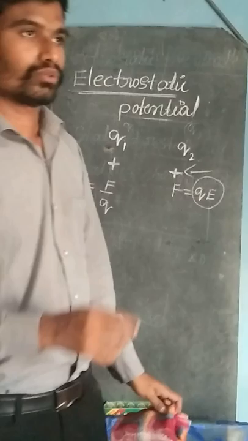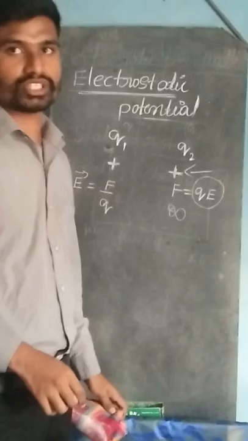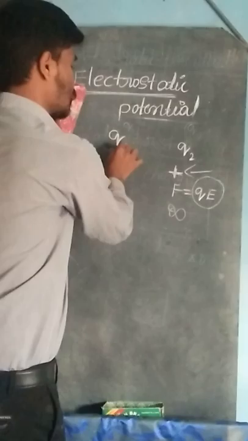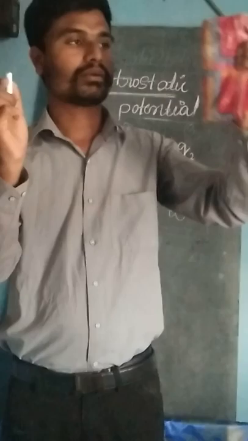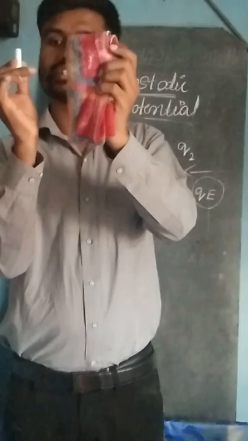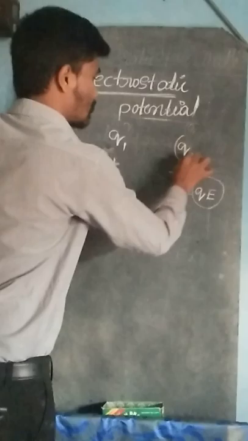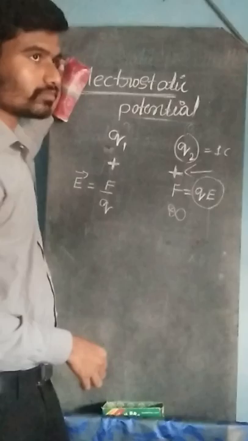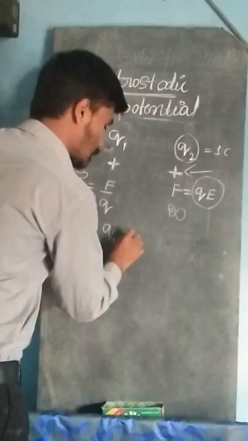So when I apply the external force to bring this charge from the infinity position, I bring this Q2 charge nearer to this Q1 charge. Imagine this is the Q2 charge and this is the Q1 charge. I bring this Q2 charge, the unit positive charge, nearer to this point charge Q1. Repulsion will take place. Q2 has a magnitude equal to 1 coulomb of charge. This 1 coulomb of charge has to be brought near to that point.